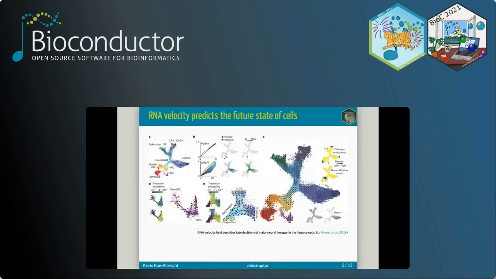As a brief introduction to RNA velocity, for those who haven't had the opportunity to perform this type of analysis themselves yet, RNA abundance is a powerful indicator of the state of individual cells. Meanwhile, RNA velocity predicts the future state of individual cells on a timescale of hours. It is often represented as an RNA velocity field, which in this example describes fate decisions of major neural lineage in the hippocampus. However, since RNA velocity is computed for each individual cell, it is also possible to visualize individual vectors, projecting the estimated near future of any given cell.